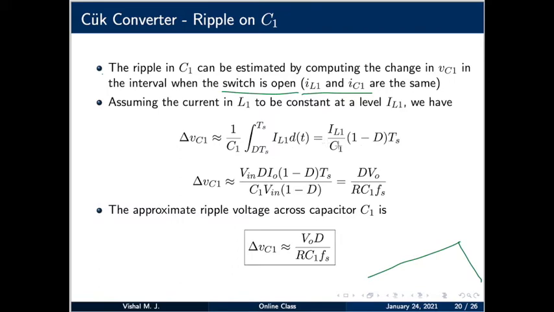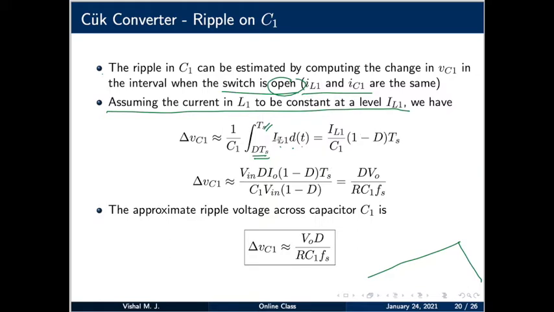So what we do is assume the current IL1 to be constant. This is not a 100% accurate estimation, but we are using it for the sake of simplicity of the calculation. That's why I have written delta VC1, the change in voltage across the capacitor, is approximated to be 1 by C1 integral from, since I am considering switch open, the time from DTs to Ts, of IL1, which is the same as the capacitor current IC1, into dt.